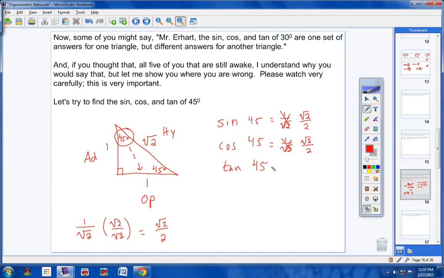And now the tangent of 45. Well, tangent is opposite over adjacent. TOA, opposite over adjacent. 1 over 1, which is 1. So there we go, we did it. So the sine of 45 is square root of 2 over 2. The cosine of 45 is the square root of 2 over 2. And the tangent of 45 is 1. Okay? There we go, guys. We're doing really, really well. Okay? Alright, let's continue on.